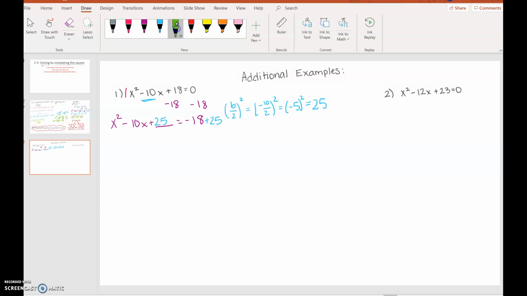Then we go to factoring it, and remember our little trick where the value right here goes right here. So minus 5 squared equals negative 18 plus 25, which would be a positive 7. And then we go to solving. So take the square root, take the square root, and that gives us x minus 5 equals a positive or negative square root of 7.